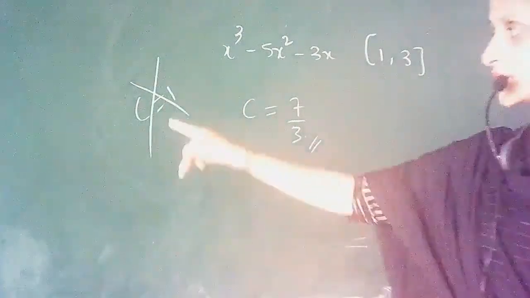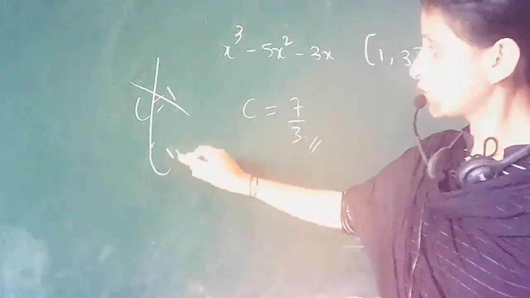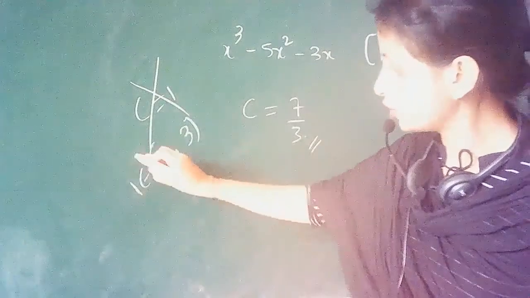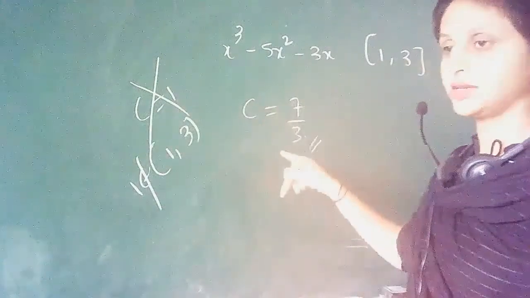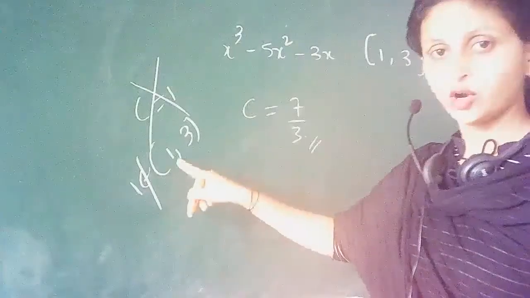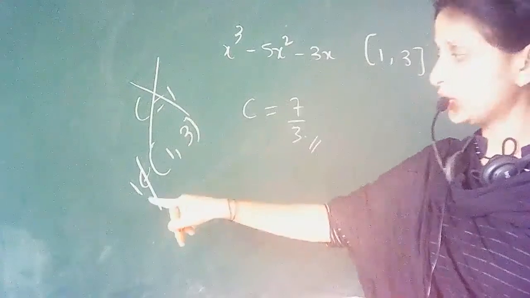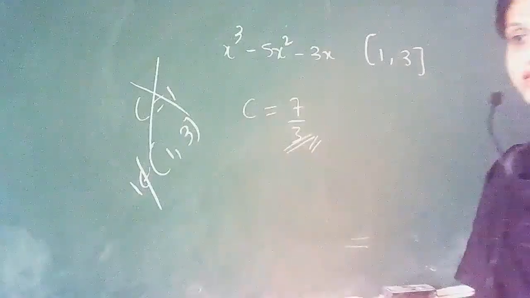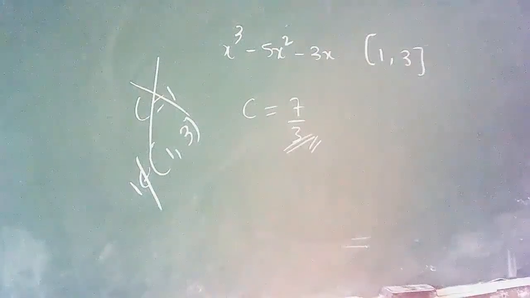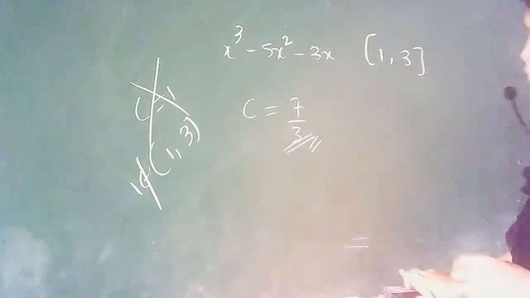Why? Because C is equal to 1 does not belong to this interval 1, 3. Okay, you get two answers, 1 as well as 7 by 3. But as 1 does not belong to my interval 1, 3, you will not include this as an answer. So this will be the answer, 7 by 3. Okay, please check it. So let us go to the last question.